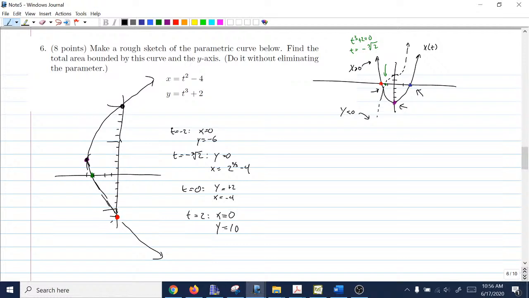The points I really care about are that this is t equals negative 2, and this is t equals positive 2. These points over here exist, but I don't particularly care about them. I want the total area bounded by this curve and the y-axis, so that's this region.